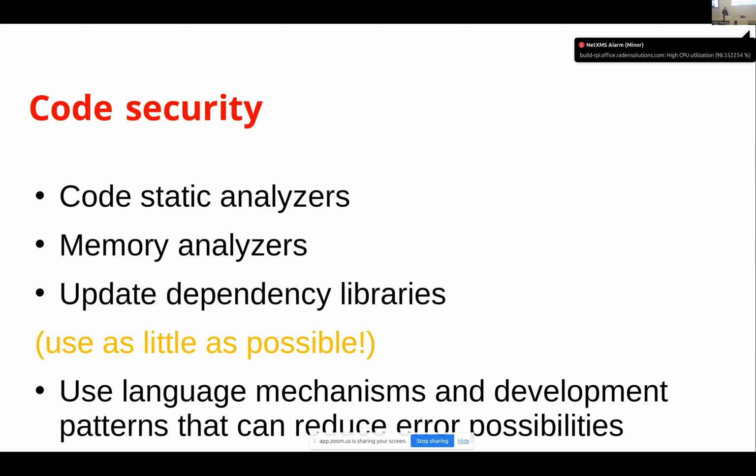And we try to use available language mechanisms and development patterns that can reduce error possibilities. So, for example, some time ago, we switched to smart pointers in C++, which really helps you to avoid memory leaks and sometimes also resource leaks. We started using the builder pattern.